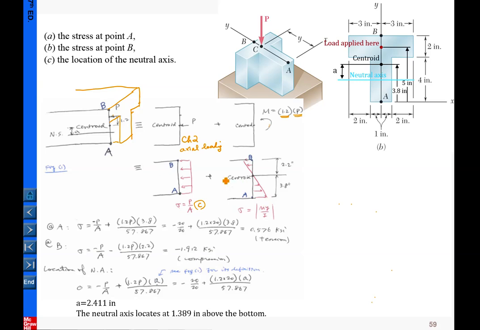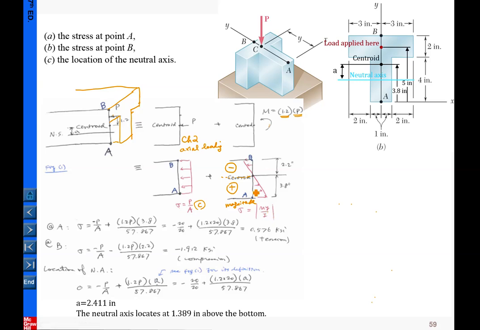And in this case, the lower portion will be in compression, and the upper portion will be in tension here. In the other case, the lower portion will be in tension, and the upper portion will be in compression. And the magnitude of the stress is simply equal to this case.